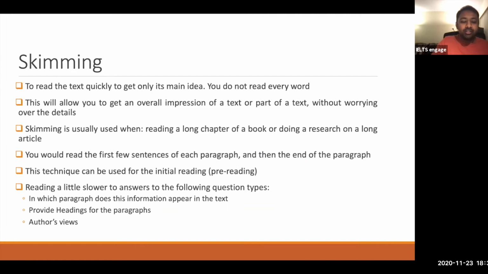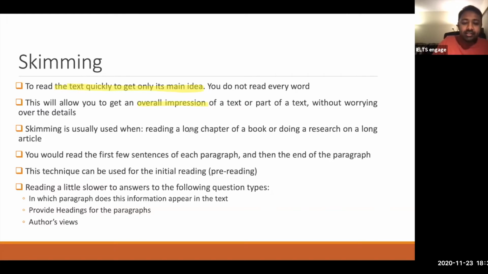All right, so let's look at skimming first. Skimming is basically to read the text quickly to understand or to get the main idea of the text. So we are only reading to get the main idea of the text. We're not reading for details. We're not reading to understand everything or every word that's given. This should allow us to get an overall impression of the text or a part of the text without looking at any details.